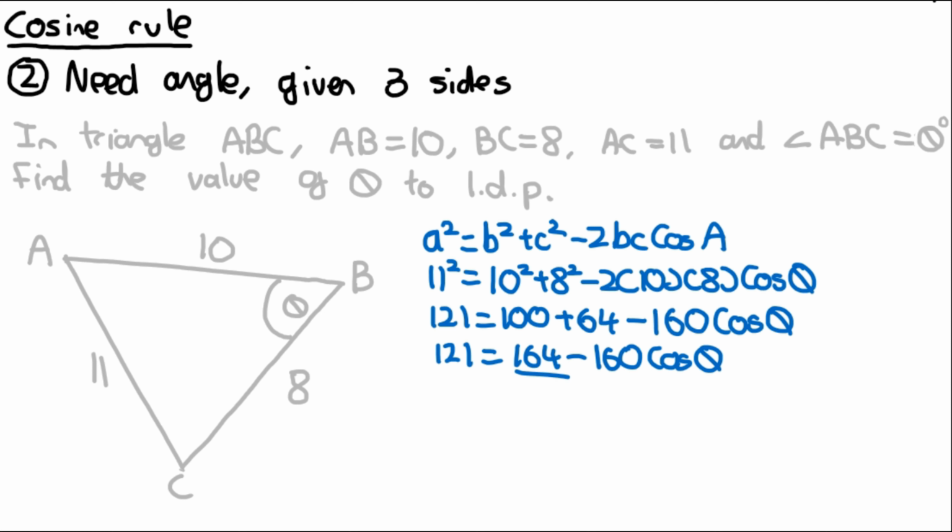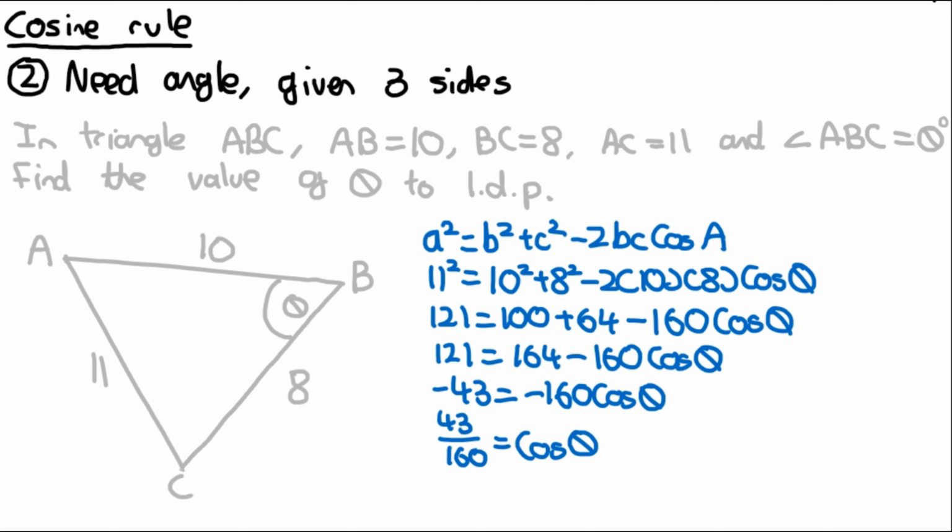Then we're going to bring the 164 on the other side, which you put into a calculator, is going to be minus 43, is equal to minus 160 cosine theta. Then we're going to divide both sides by 160 to get 43 over 160 is equal to cosine theta. And then we're just going to do the inverse cosine. Theta is going to be equal to cosine minus 1 of 43 over 160, which if you put it into a calculator is equal to 74.4. So that is the value of theta.